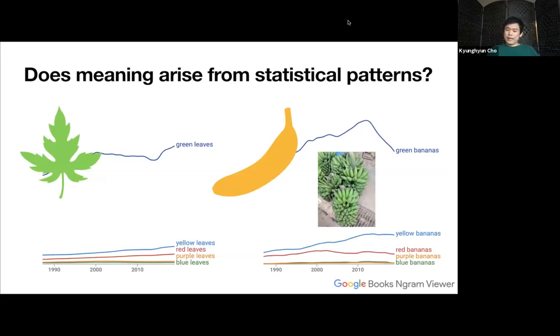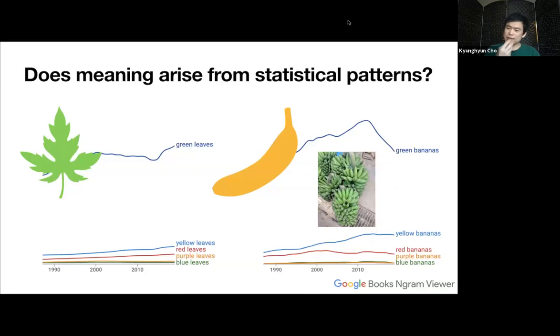But then I got really curious. I went to Google Books Ngram Viewer and started searching for some of these so-called bigrams, that is, two consecutive words. And I tried to look at how often these bigrams appear in a very large corpus that was collected by Google Books. Now let's look at these two plots that show the frequency of these bigrams. On the left side, you see green leaves appear very often, yellow leaves next, red leaves next, purple leaves next, and blue leaves almost never appear.